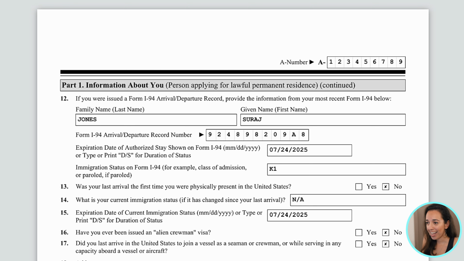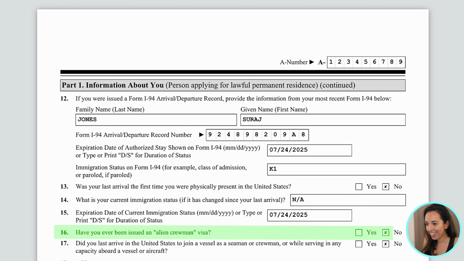Question 14 asks, what is your current immigration status if it has changed since your last arrival? So we just wrote NA. And question 15 asks the expiration date of your current immigration status, which is the same date written on your I-94. So you can see that we wrote the same date.